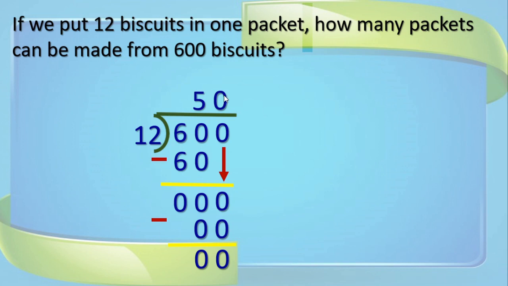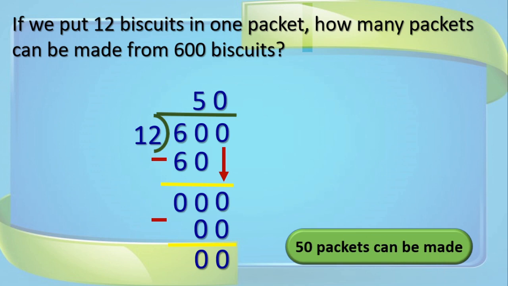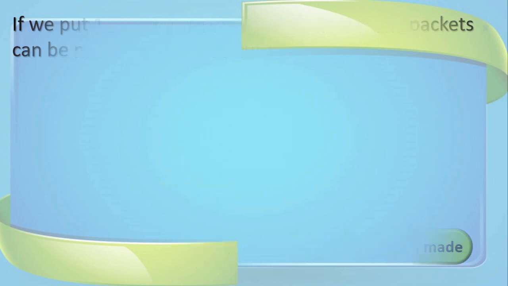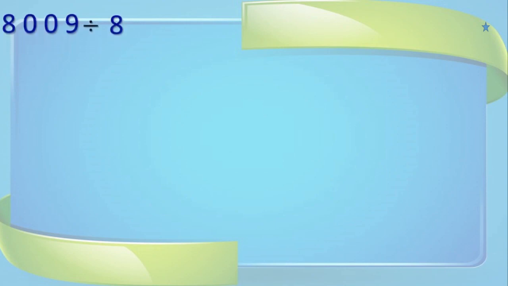Now here we can say that 50 packets can be made by 600 biscuits. Right? This is our answer. Got this, children? You have to understand how to divide the given number if it has zeros in it. Now see here, a 4 digit number.